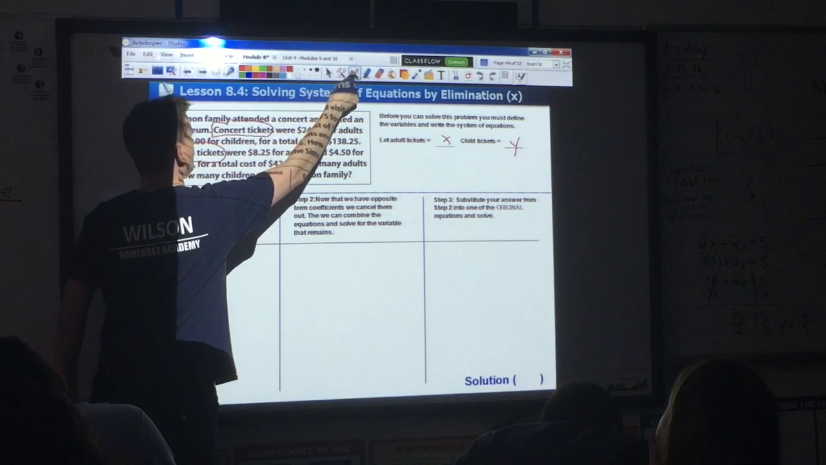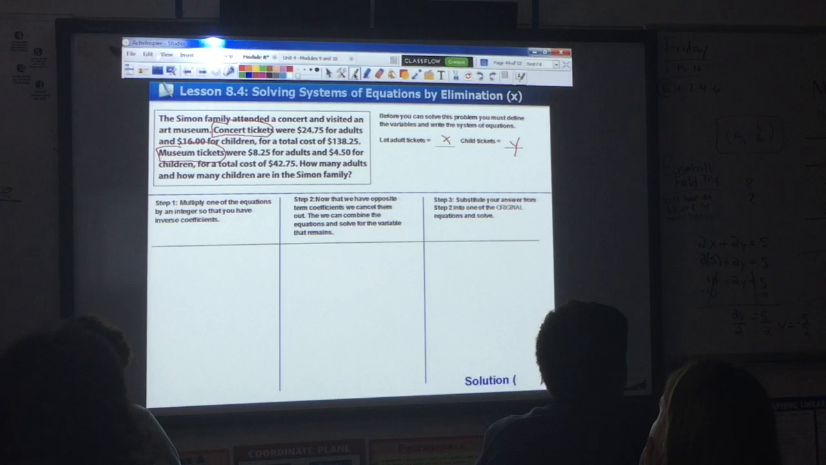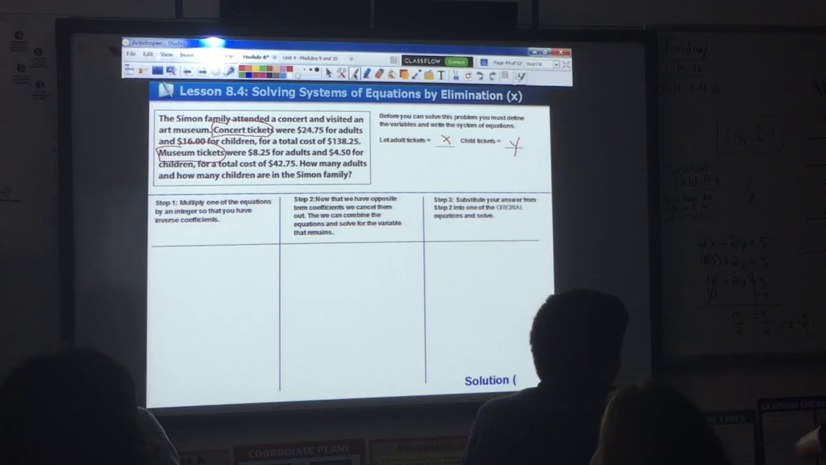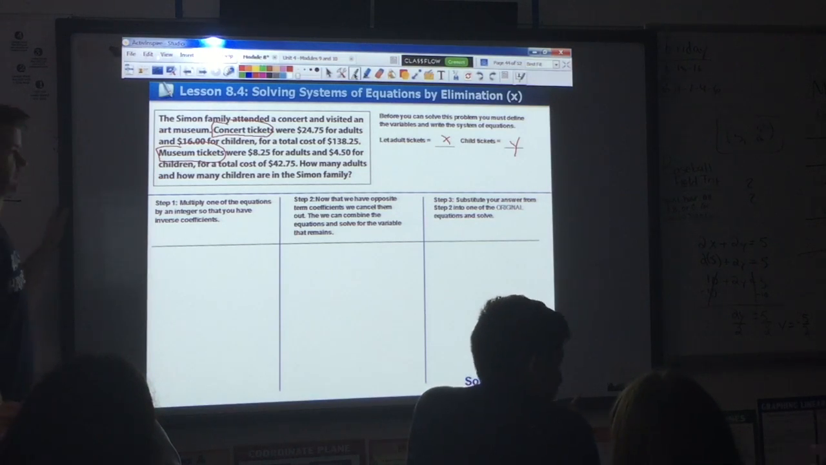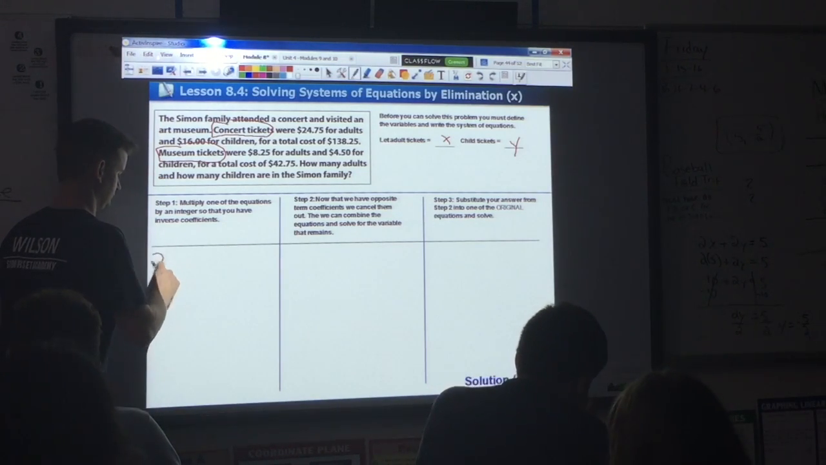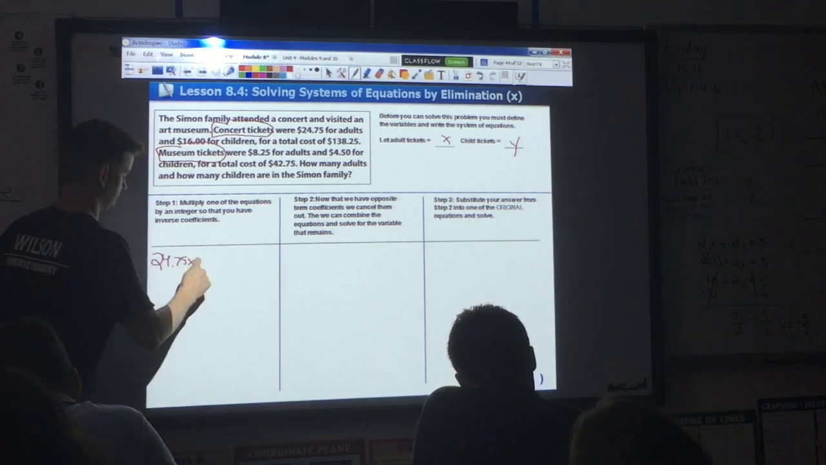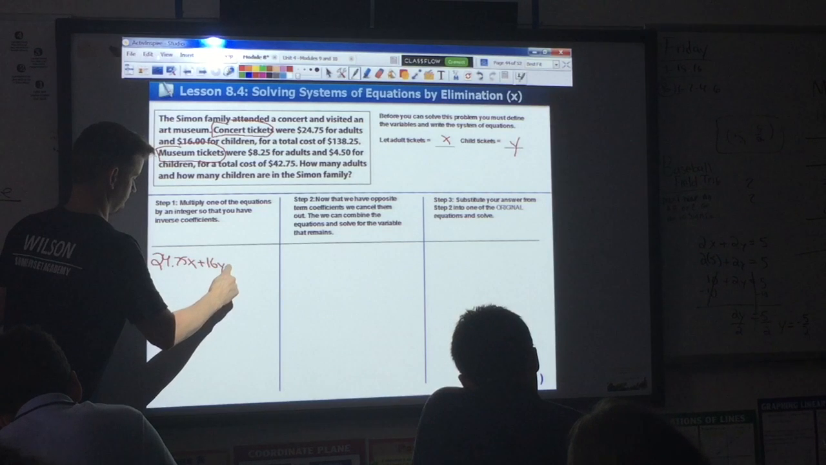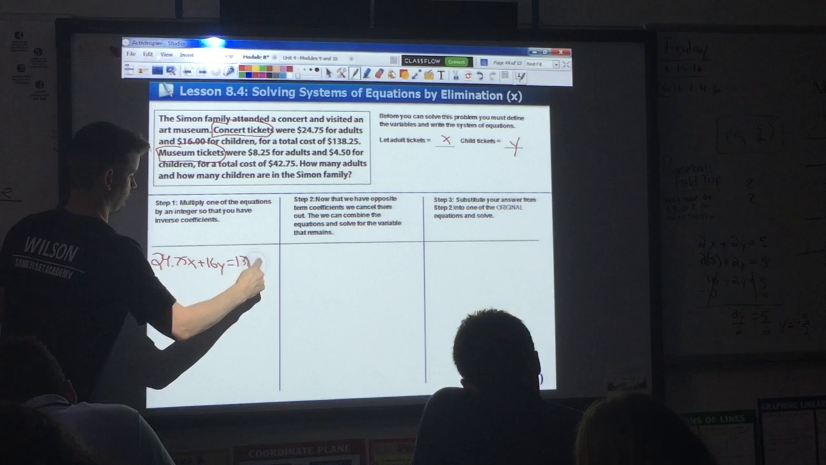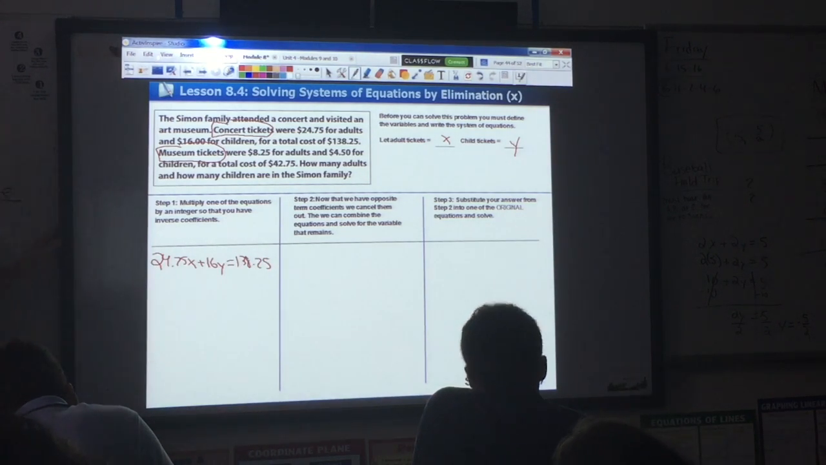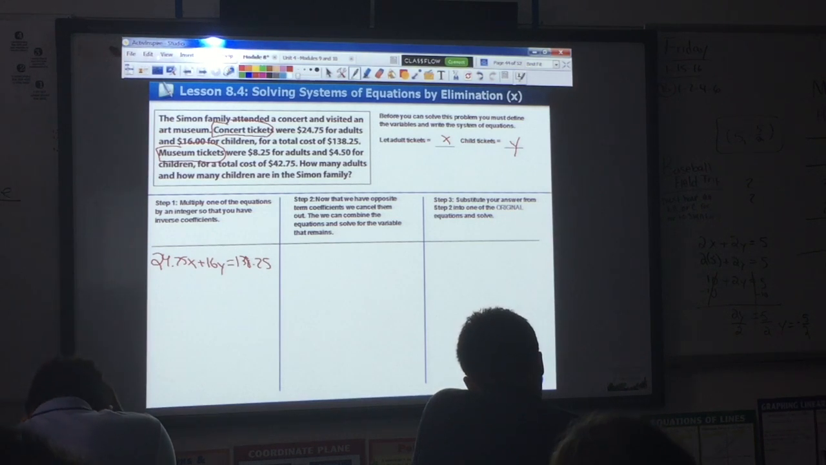So first and foremost, I want to write an equation for the concert tickets. Rudy, can you tell me what that equation is? Okay, so it'll be the concert. 24.75x plus 16y equals 138.25. Good. So 24.75x plus 16y equals 138.25. There's an 8 there.